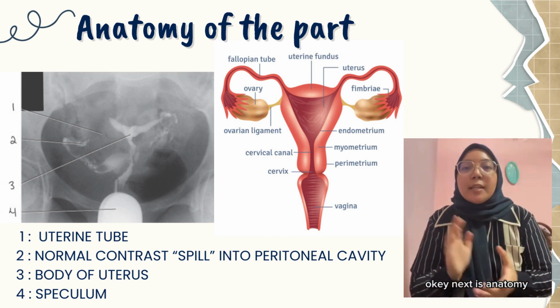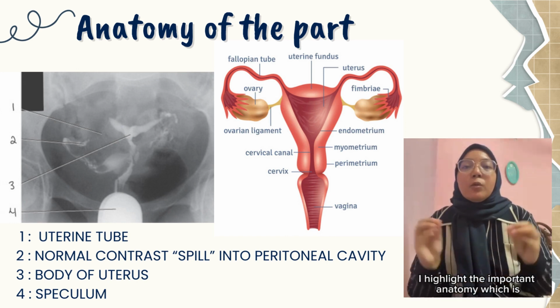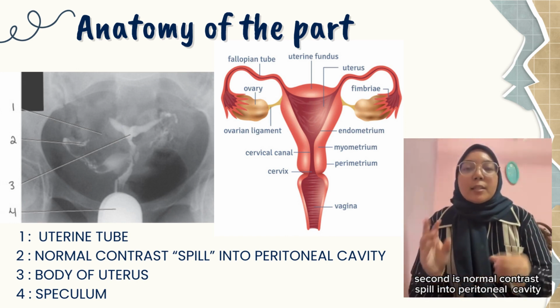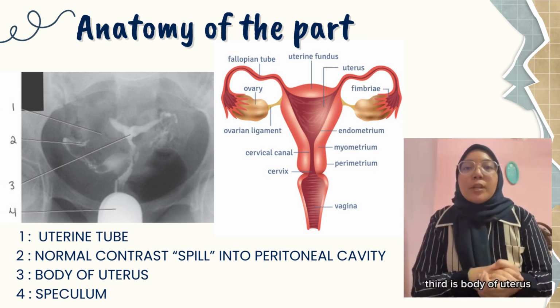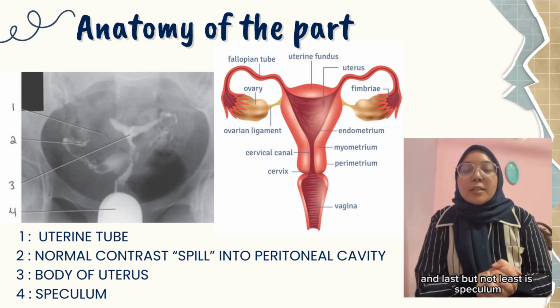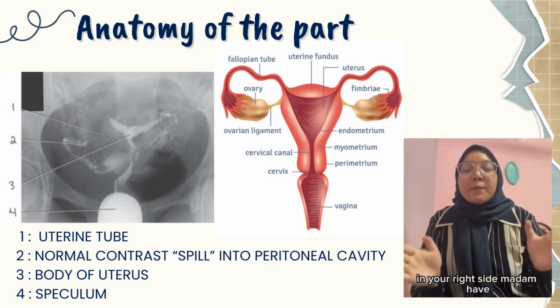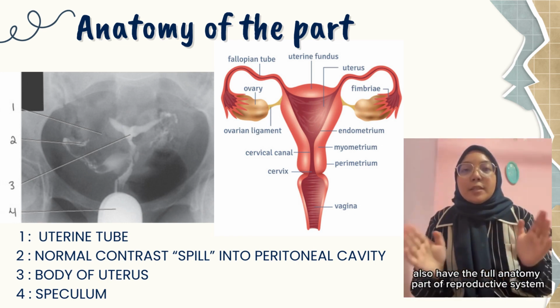Okay, next is anatomy of the part. I highlight the important anatomy, which is first, uterine tube, second, normal contrast spill into peritoneal cavity, third, body of uterus, and last but not least is speculum. On your right side, madam, we also have the full anatomy of the reproductive system.